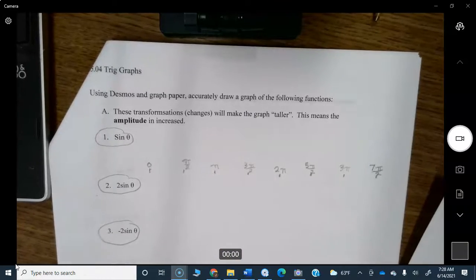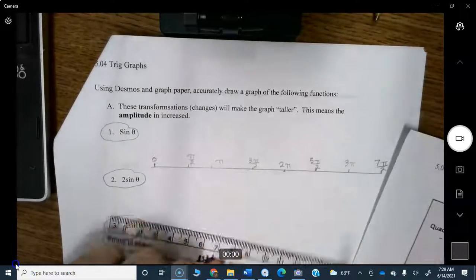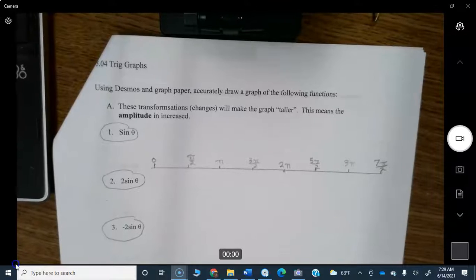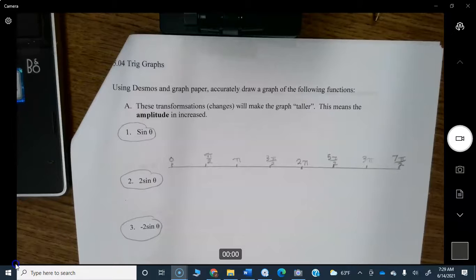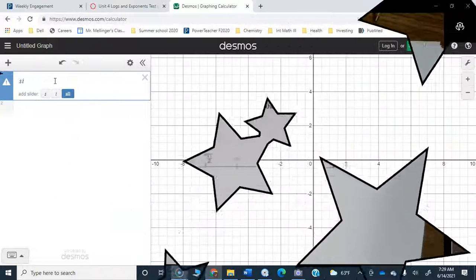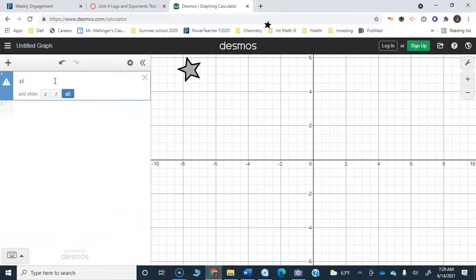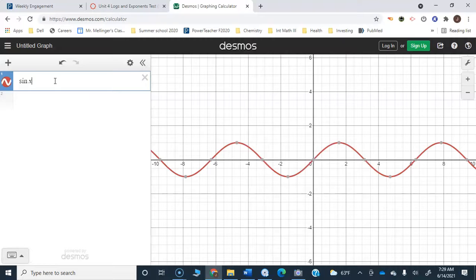Now, let's draw a line here. Okay, so there's our graph. So what we're going to do is go to Desmos. We're going to first just plot sine of theta. But on Desmos, we're going to call theta x. It doesn't really matter, but we're going to call it sine of x. And there it is. So let me zoom in just a little bit here.